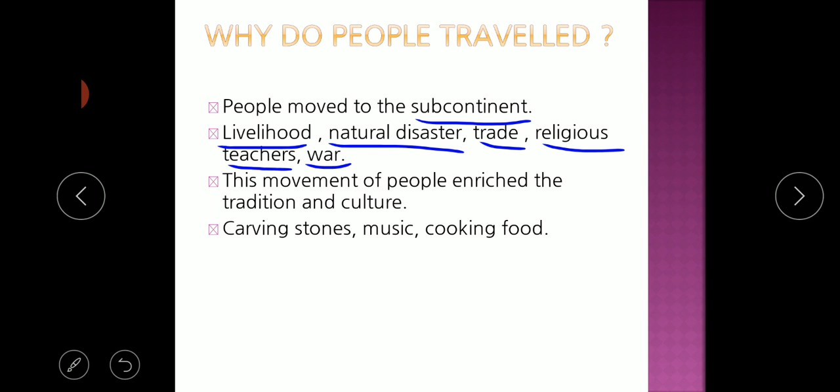This movement of people enriched the culture and the tradition. Along with the people, their culture and tradition also moved to the new place. So a new evolution of tradition and culture evolved. Carving stones, music, and cooking food are all some of the culture and tradition carried by the people who moved from one place to another.